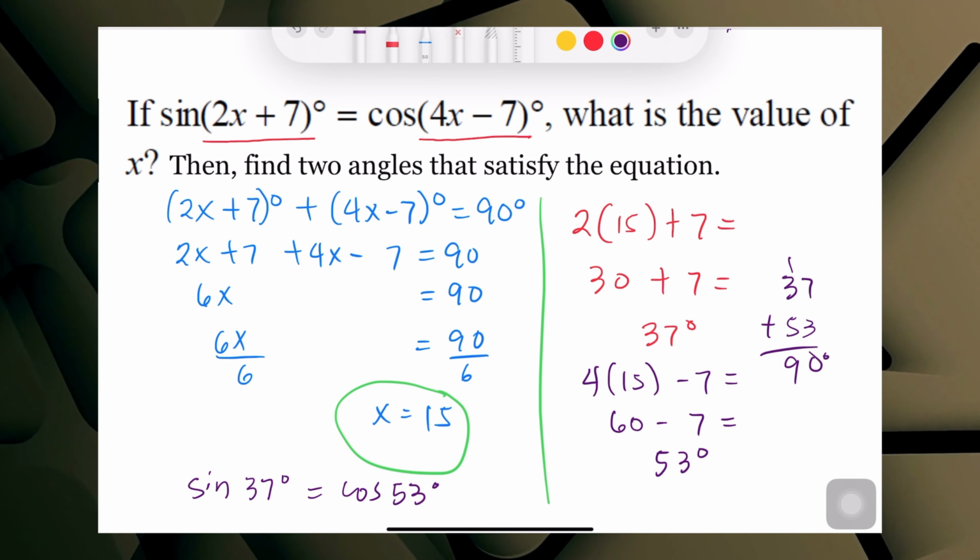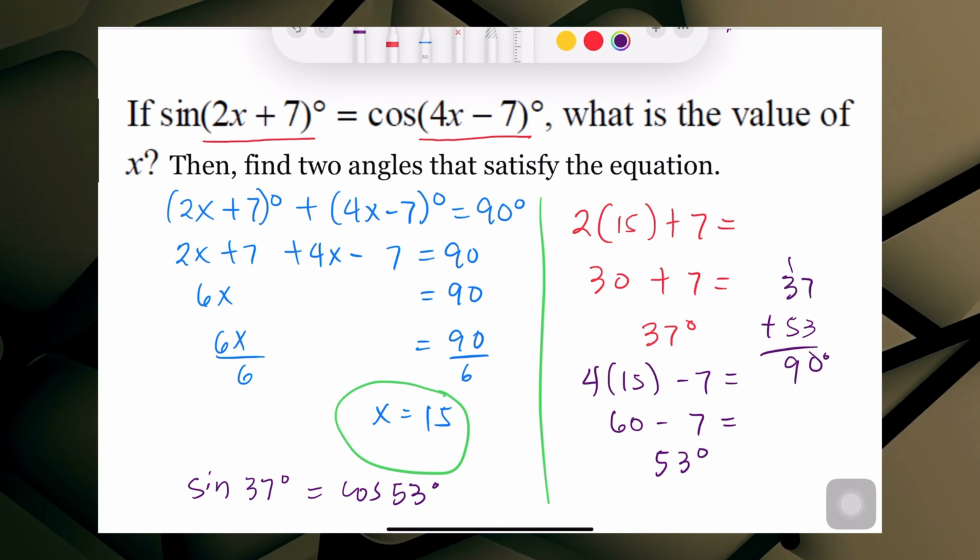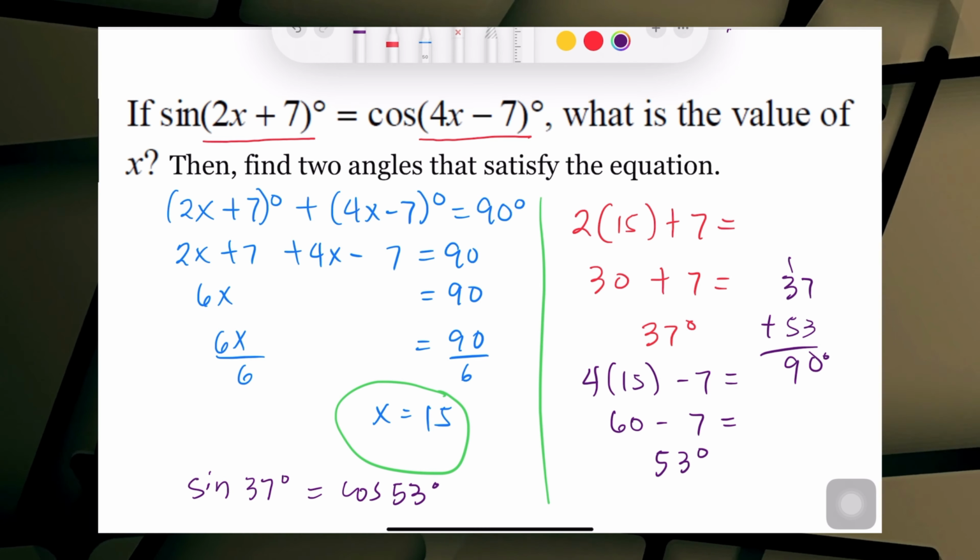There you have it, the relationship between sine and cosine functions being referred to as cofunctions.